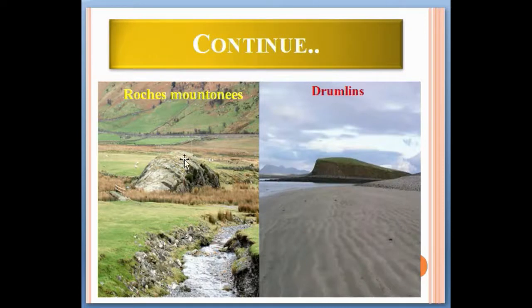So you can see here, this is the Roches Moutonnées. Roches Moutonnées are low, rounded and abraded mountains on the valley floor, which are ornamented with striations. As you can see here, these are the striations. The stoss or upstream hillside is gently sloping. See here.